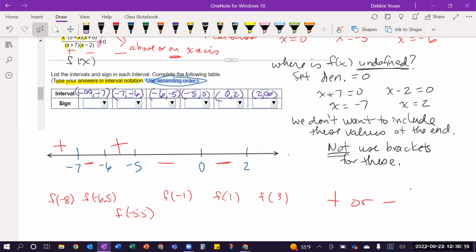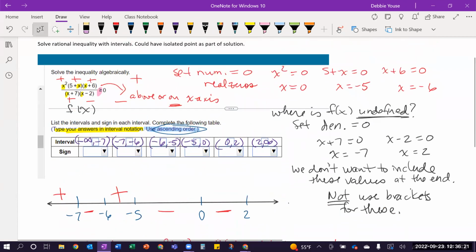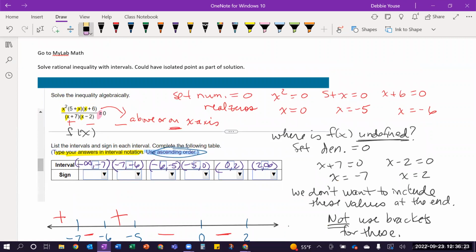It's negative. And then I plug in 3. This will be the last one. I check my signs. So 3 squared is positive. 3 plus 5 is positive. 3 plus 6 is positive. The top is positive. 3 plus 7 is positive. 3 minus 2 is positive. The bottom is positive. So if I divide those, it's positive.